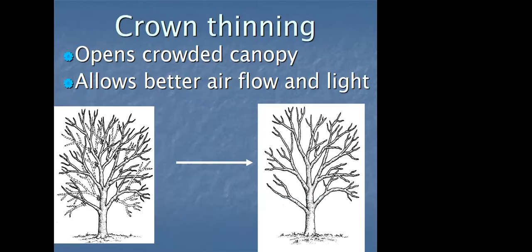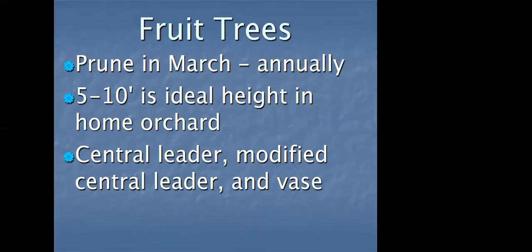Crown thinning is a good technique to open up a crowded canopy. This is a good technique to use for pruning fruit trees as well. You're going to allow better airflow and light, and with increased airflow, you have less plant disease, and with an increase in light, you're going to have better fruit production in your fruit trees and just an overall better, healthier tree by keeping that canopy opened up.